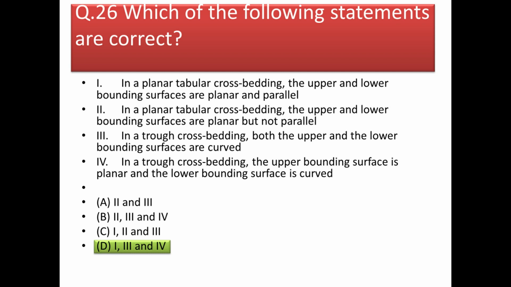Okay. Next, in a trough cross bedding, the upper and the lower bounding surfaces are curved. That is correct because it is not planar cross bedding, it is trough cross bedding. So the upper and the lower bounding surfaces are curved. Okay. Now in a trough cross bedding, the upper bounding surface is planar and the lower bounding surface is curved. That is also correct. Okay.